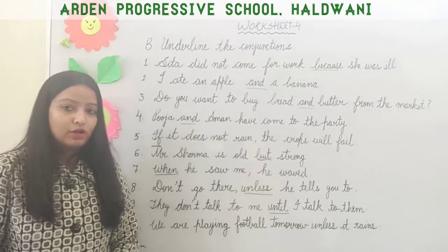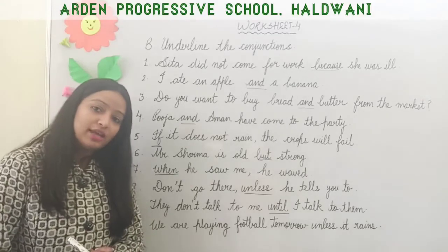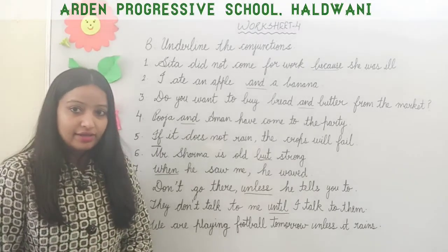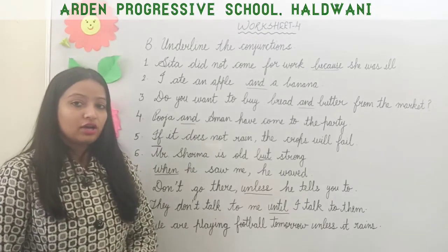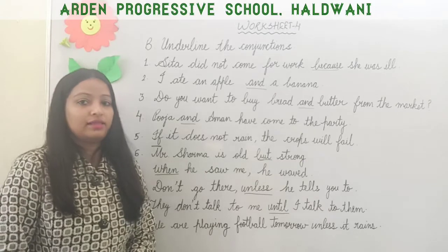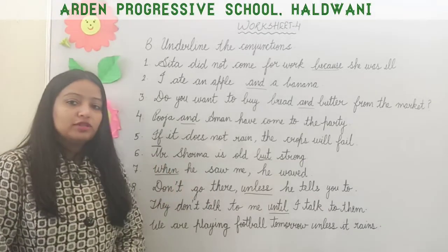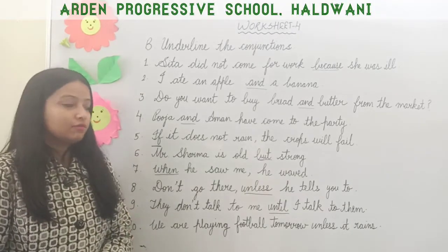Alright, I hope now this much is clear to you. So when do we use and? When we are talking about same ideas, then we use and. When we are talking about different ideas, then we use but. And when we are talking about choice, option, then we use or. When do we use if? When we are applying a condition, then we use if.